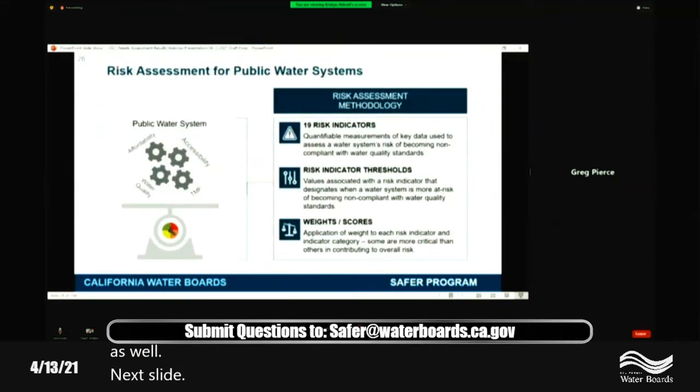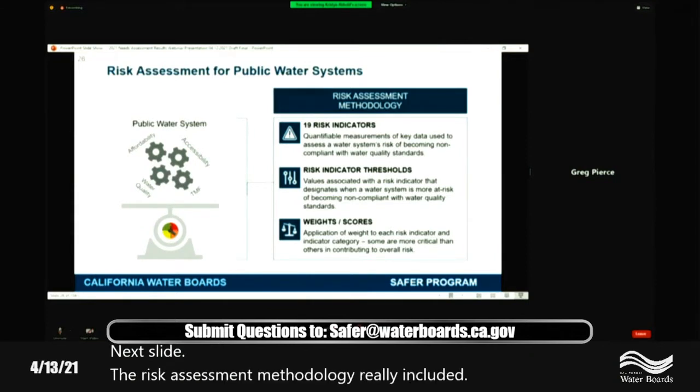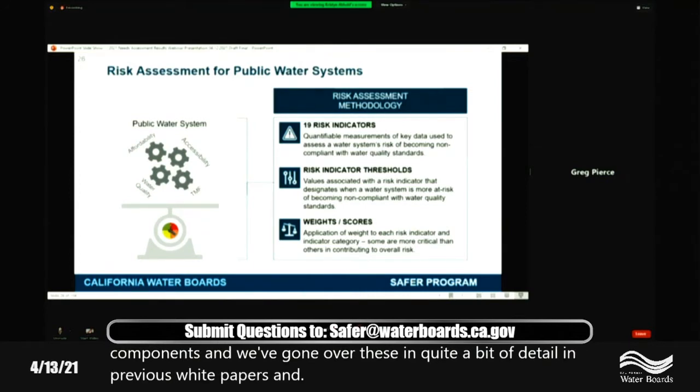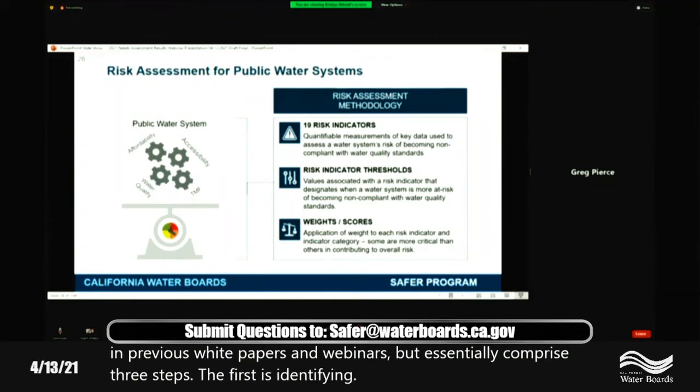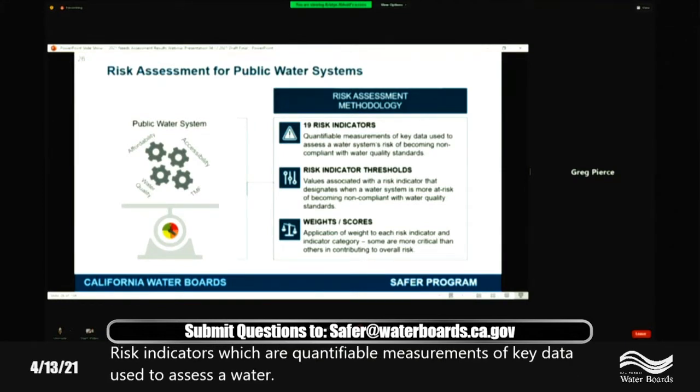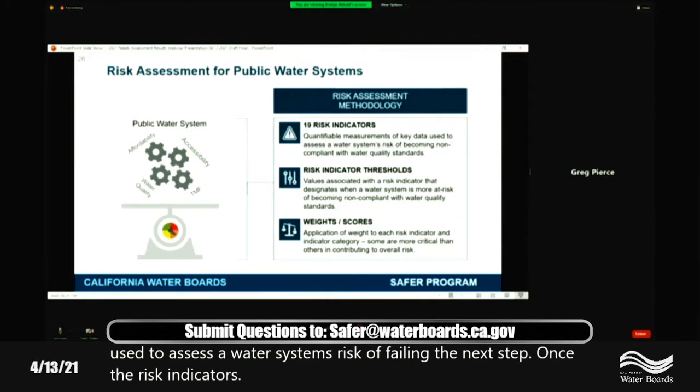The risk assessment methodology really included 3 core components, and we've gone over these in quite a bit of detail in previous white papers and webinars. But essentially, it comprised 3 steps. The first is identifying risk indicators, which are quantifiable measurements of key data used to assess a water system's risk of failing.